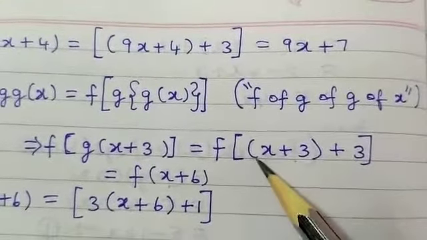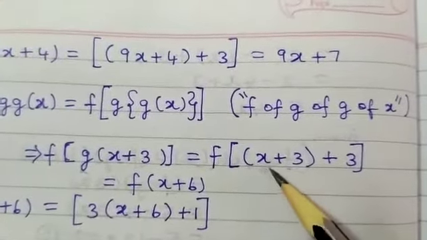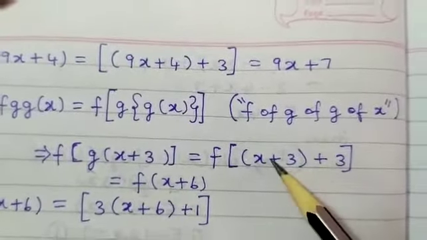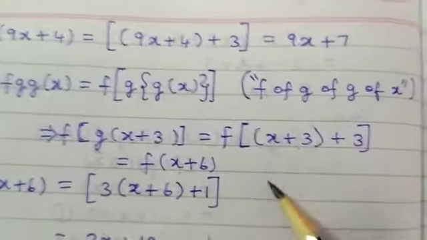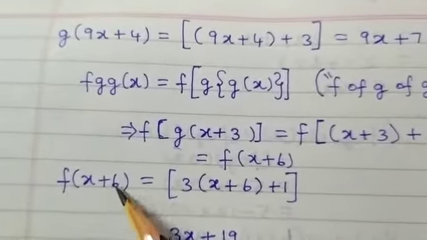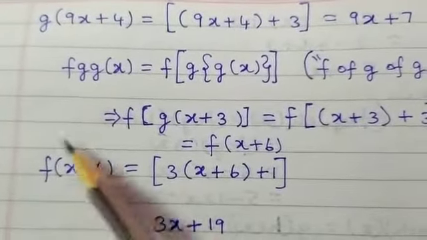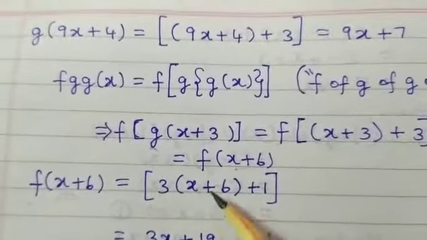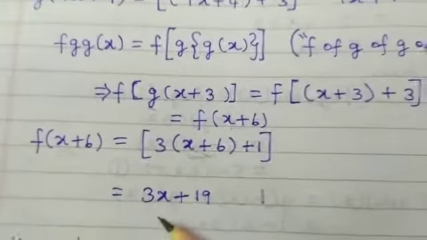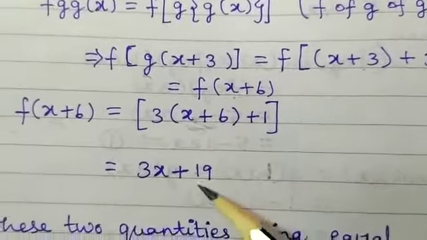Here another g is there, so I am putting the next g value, x plus 3, in place of x. I will get f of x plus 6, adding these 3 gives 6. Putting this x plus 6 in the x of f, which is 3x plus 1, I get 3 into x plus 6, that is 3x plus 18 plus 1, that is 3x plus 19.